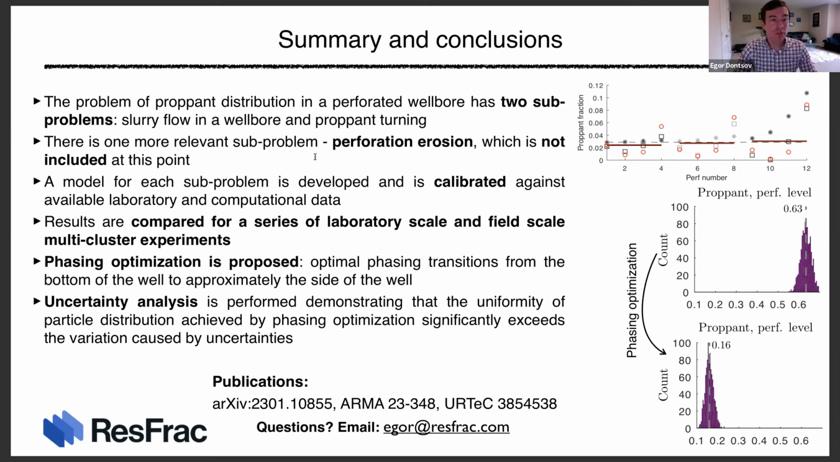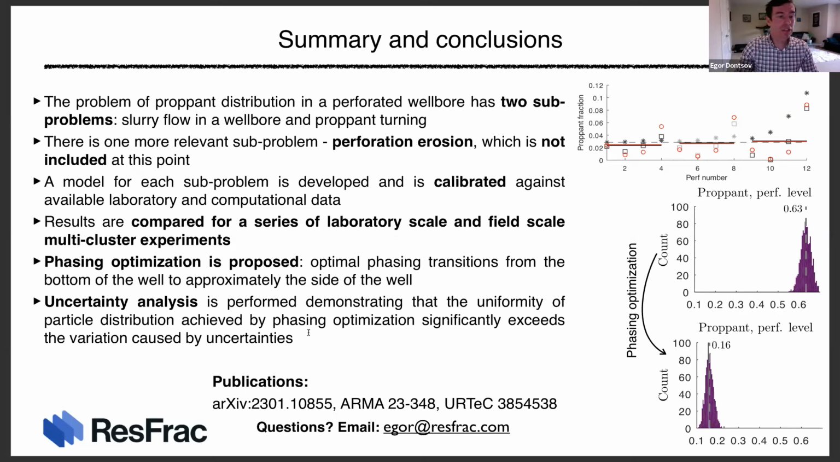For each of the two sub-problems we developed a model, calibrated against available data. Then we compare results to a set of lab-scale and field-scale multi-cluster experiments, not just flow, not just turning, but multi-cluster experiments. Based on the model, we proposed an optimization of perforation phasing. Essentially, the optimal phasing transitions from the bottom of the well to roughly the side of the well, or if you want to use just one universal phasing for all clusters, it's a little bit below the side of the well, about 110 degrees, depending on the parameters, particle size, and so on. So that's where we are.